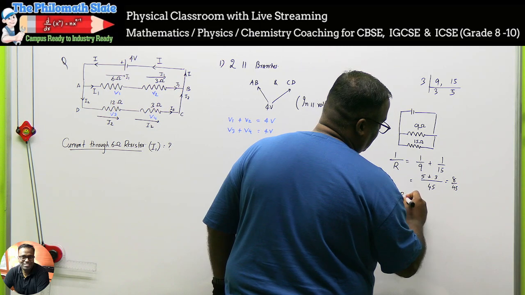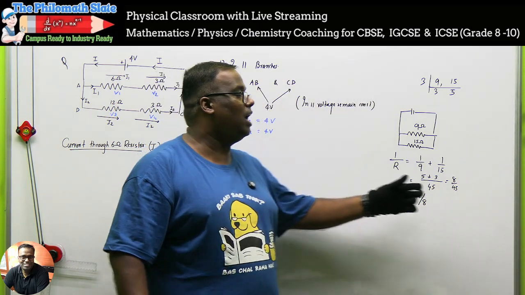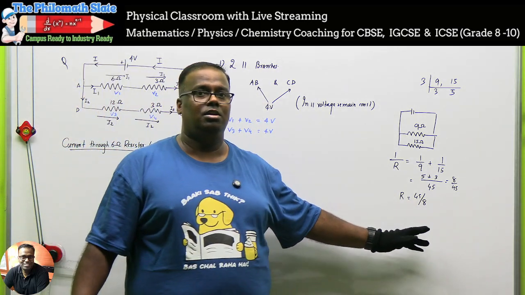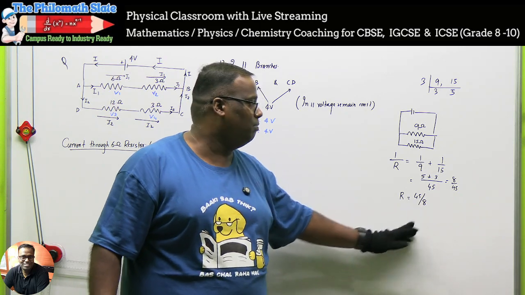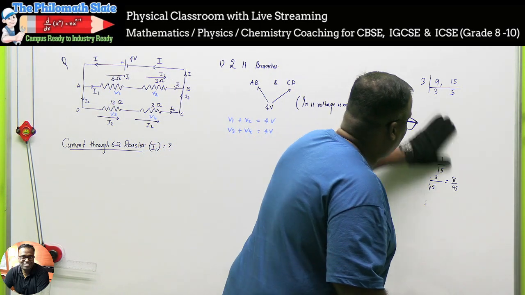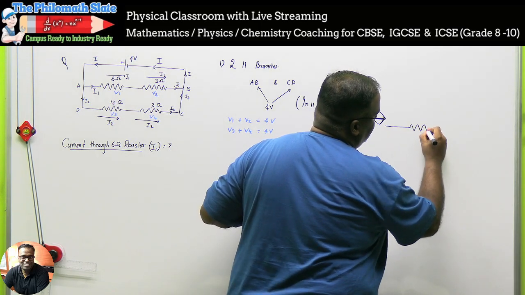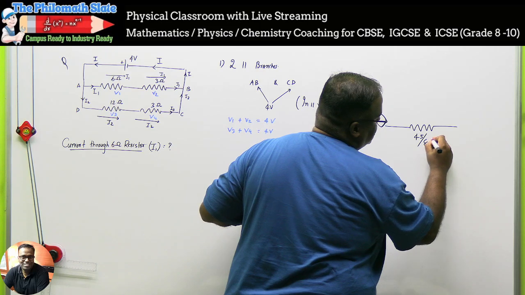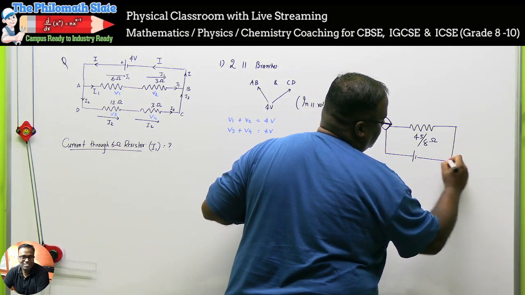But one thing went wrong, Shreyas, it is 45 by 8. 1 by R is 8 by 45, so R is 45 by 8, not 8 by 45. So the overall circuit looks like what? The overall circuit is very simple. It has a 45 by 8 ohm resistor connected to a 4 volt supply.